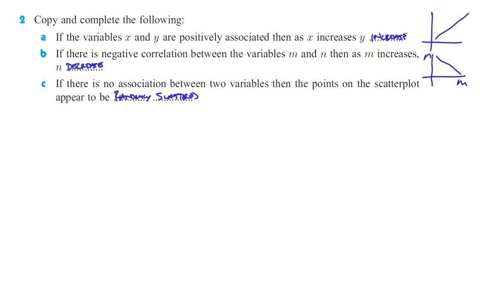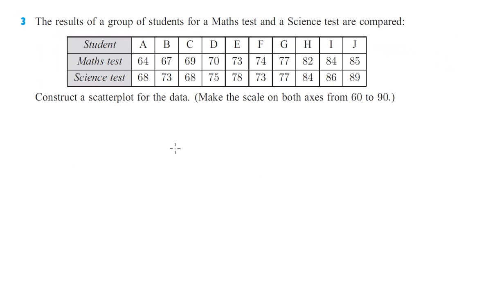Okay. All right. Moving on to number 3. The results of a group of students for a maths test and science test are compared with this data here. Construct a scatter plot for the data. Make the scale on both axes from 60 to 90. Okay, so we just got to sketch ourselves a scatter plot here. So let's make ourselves a nice scatter plot going on here. Okay, and it says make the scale on both axes from 60 to 90.